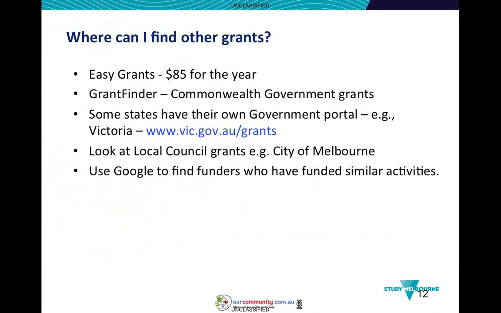So where could you find other grants other than obviously the program that we're talking about today? There's a couple of suggestions for you. Obviously, Easy Grants is a grants newsletter we provide. There's Commonwealth Government grants via the Grant Finder. And of course, Victorian Government has their own government grants portal. There might also be some grants available, for example, through the City of Melbourne. And the other thing that you can use is, of course, that wonderful tool called Google to find funders.